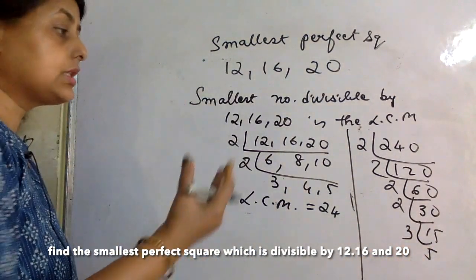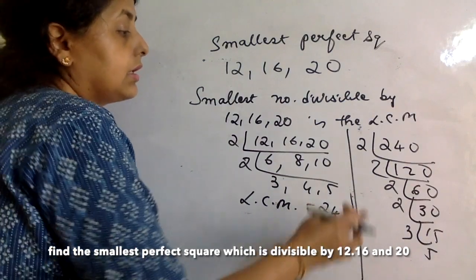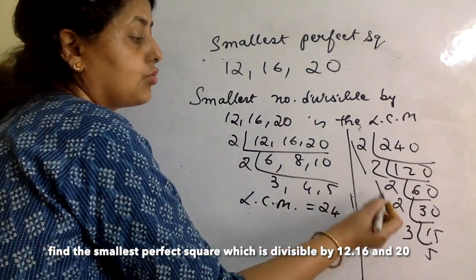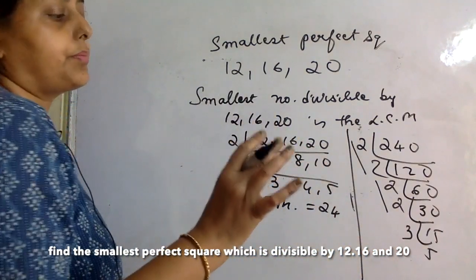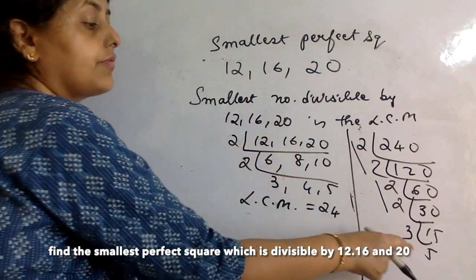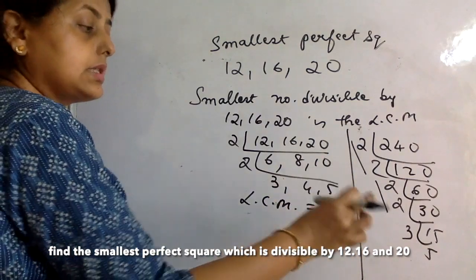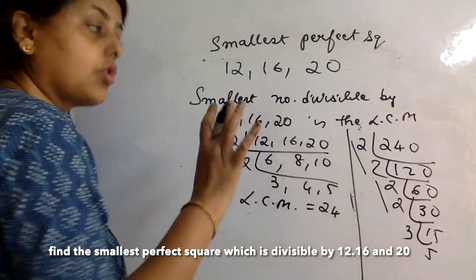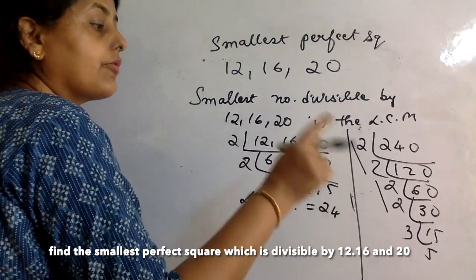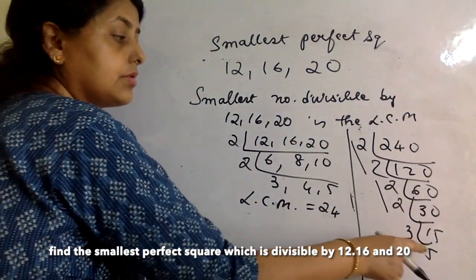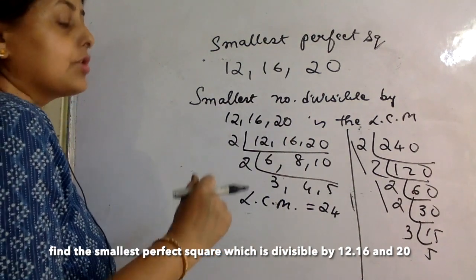Now see, this is what I want to show you all. There are two pairs of 2, but the 3 and the 5 do not have a pair. Since the 3 and the 5 do not have a pair, it is this which is making it not a perfect square. In order to make 240 a perfect square, we have to multiply it with another 3 and another 5.